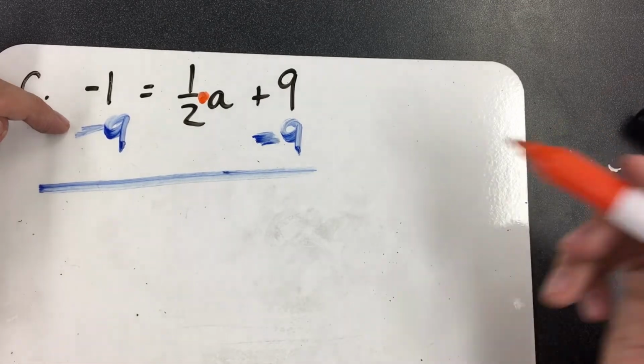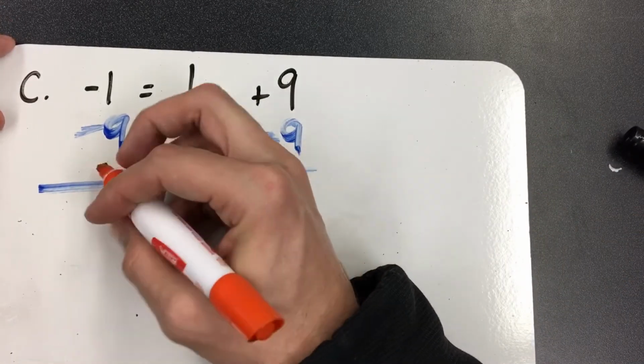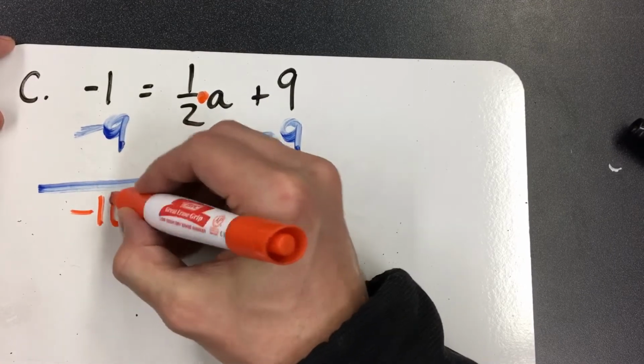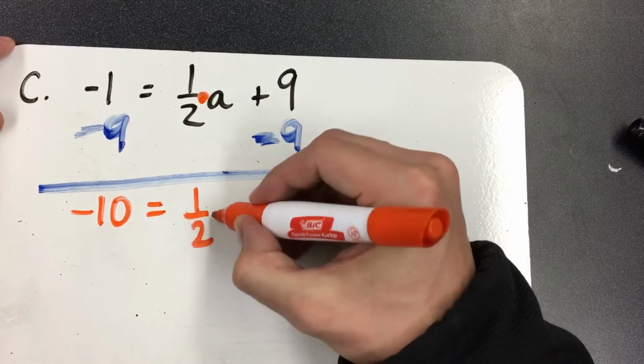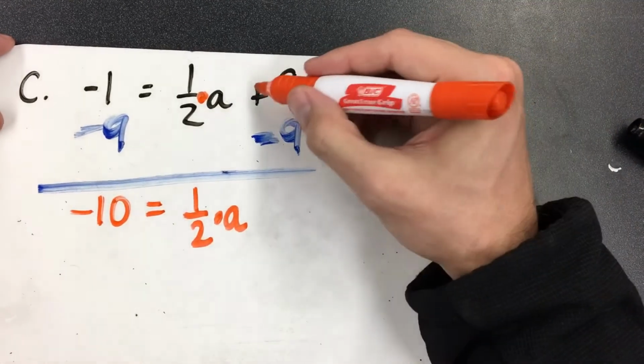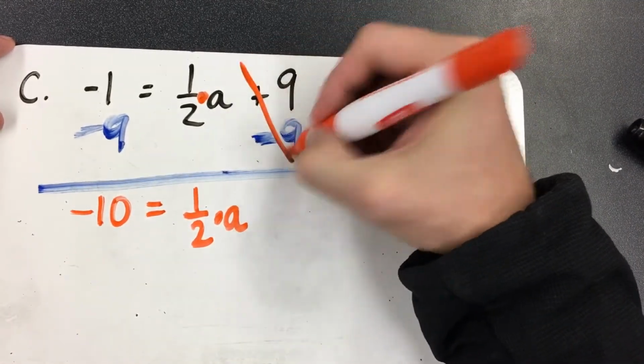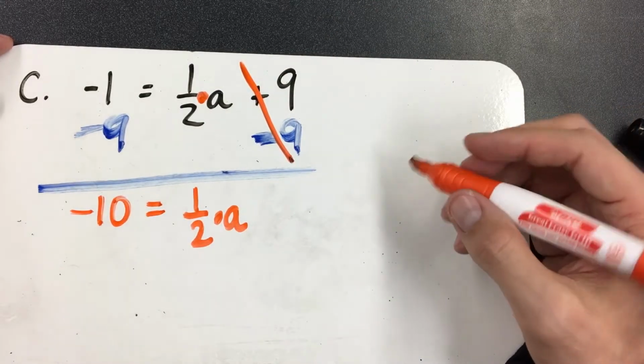Probably all over. This is a really tricky one. A lot of people think 8. They think a negative 8. They don't really know. It's actually negative 10. And then over here, 1/2 times A is still there. Here, 9 minus 9 is 0. If it equals 0, you get to cross it out. And now I have this statement.